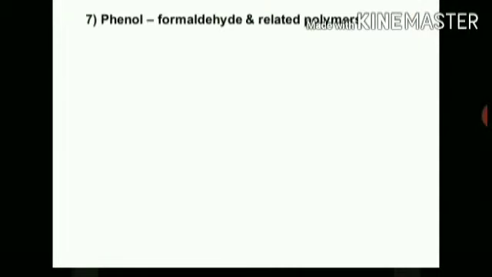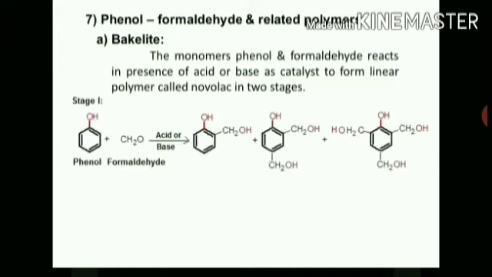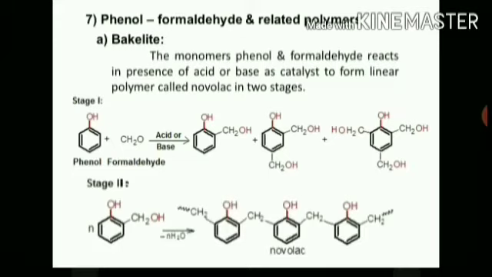Next, phenol formaldehyde and related polymers. First is Bakelite. The monomers phenol and formaldehyde react in the presence of an acid or base as a catalyst to form a linear polymer called novolac, which is formed in two stages. Linear polymer novolac.